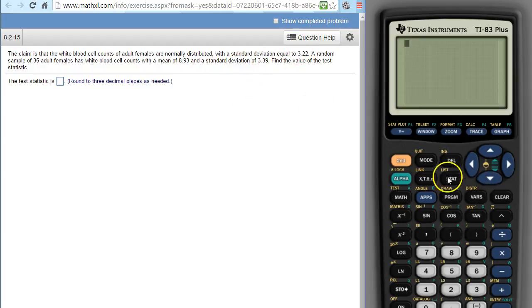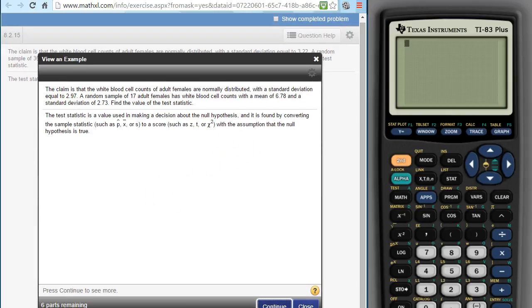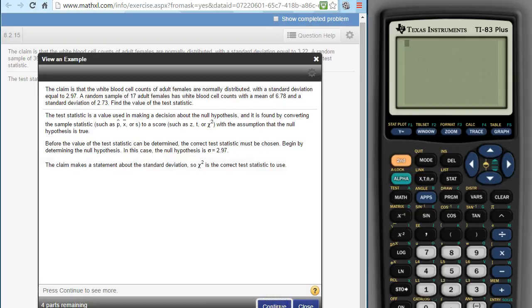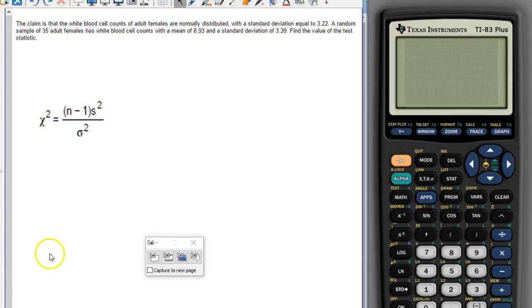You can't do it directly with a TI-83 or 84, but if you just watch this example and continue down, you get the formula for the test statistic. This is the formula that you need right here. So there are two things you can do. You can just find the different values and plug them in here.